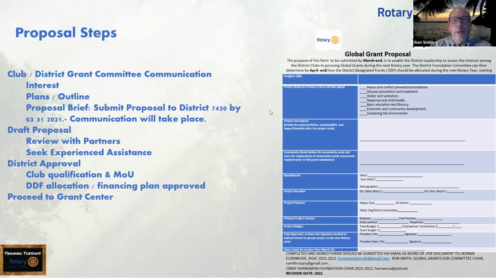A district and you as a club have to have a global grant MOU. There's a district grant MOU, which are memorandums of understanding that you learned about maybe last night or in one of the previous grant approvals. And then there's a global grant one. And why they're different is there are different requirements by Rotary International.